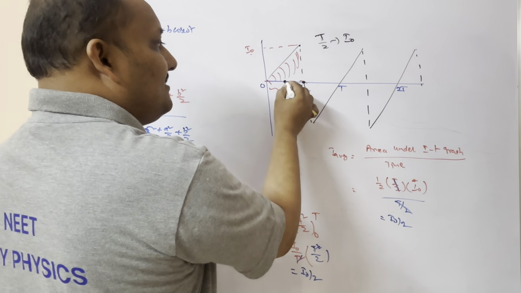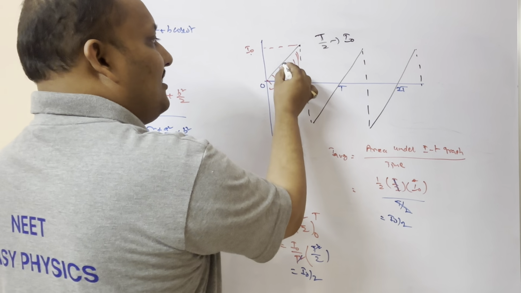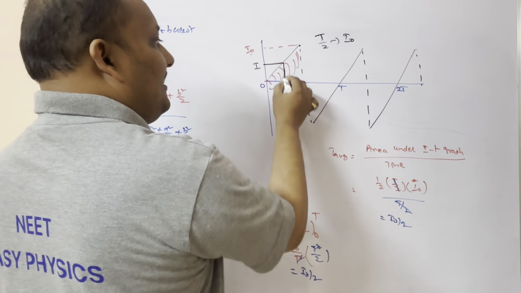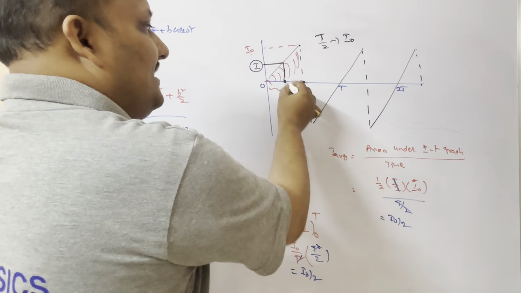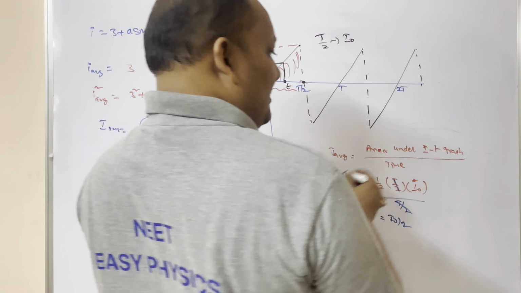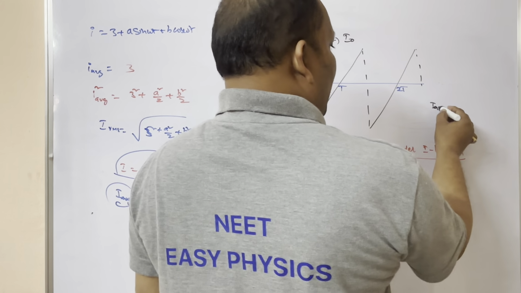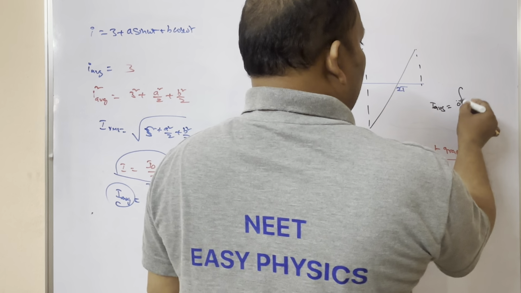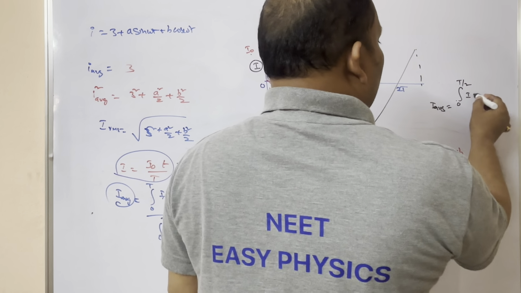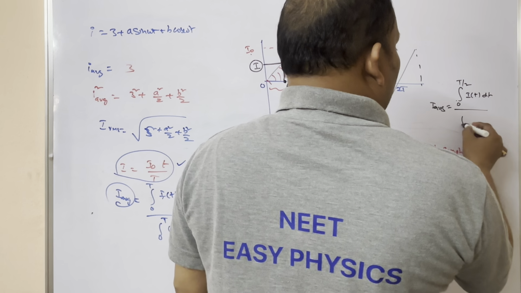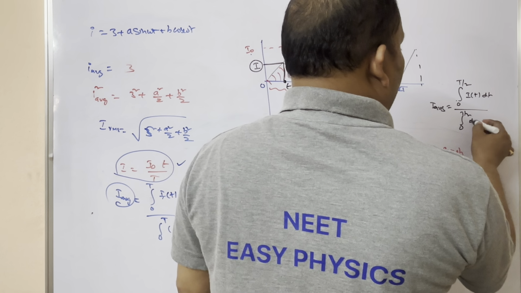For t, let us assume capital T. For t, what is the current I? Then you will be getting the I value at t time, so then you will get the function there. When you have the function, I average is between the limits, from where to where they are asking, 0 to t or 0 to t by 2. So the integral of I of t dt from 0 to t by 2.